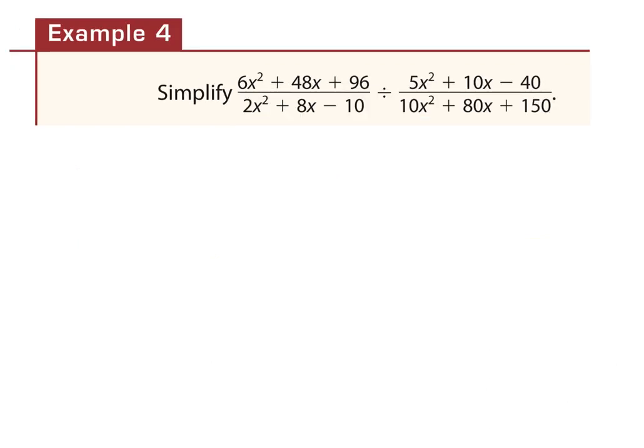So I'm going to keep the first one the way it is. And I'm going to change this to multiplication and then flip the second. I would probably actually go ahead and take out my common factors just so I'm already on that. So like I would probably go ahead and write this as 6x squared plus 8x plus 16. Go ahead and take out that 2 that we have down there.